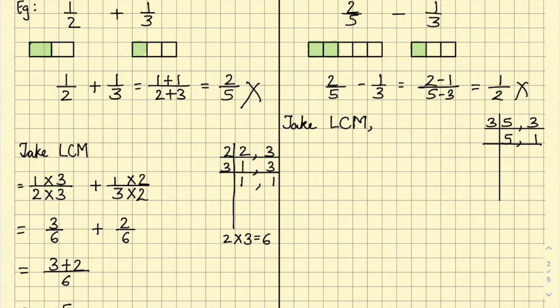After 3, the next prime number which comes to your mind is 5. So 5 ones are 5, and this one as it is. So the LCM is 3 multiplied by 5, which is equal to 15. Now what you need to do is make 2 over 5 with denominator 15, and 1 over 3 also with the denominator 15.